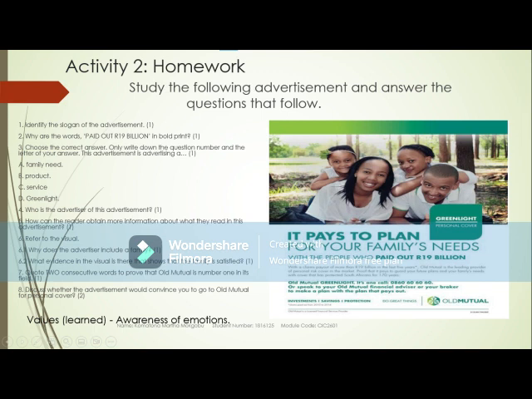Okay. So 6.2 says, what evidence is in the visual that shows the family is satisfied? You're going to find that. Number 8, discuss whether the advertisement would convince you to go to Old Mutual for personal cover. So that is 2 marks. So yeah, those are the questions on the awareness of information. Those are our questions for activity 2.